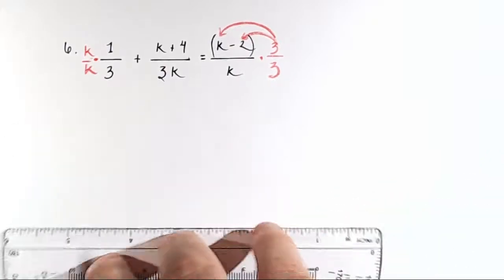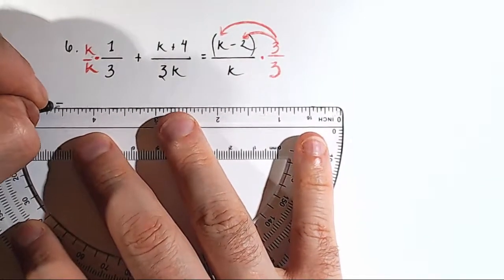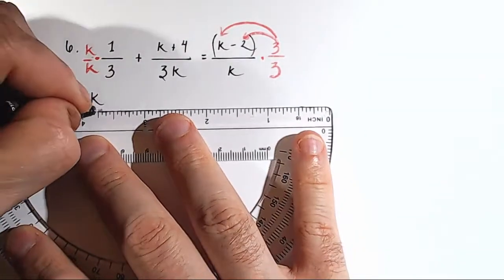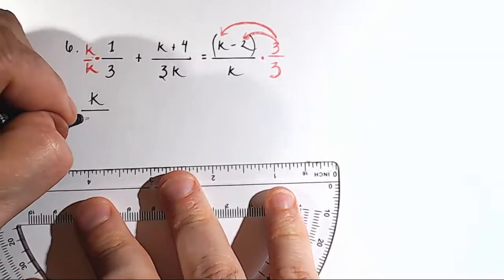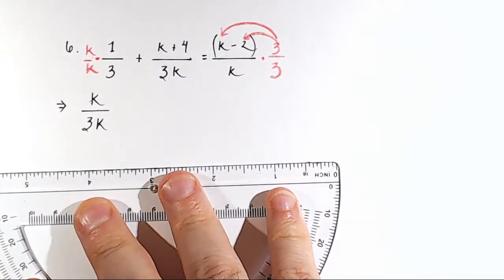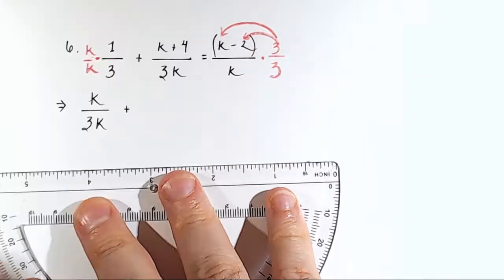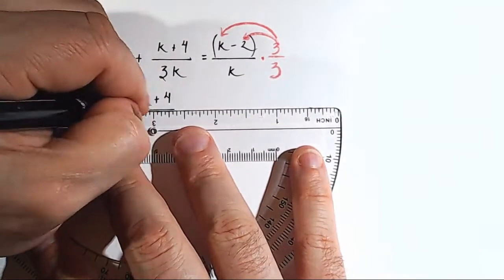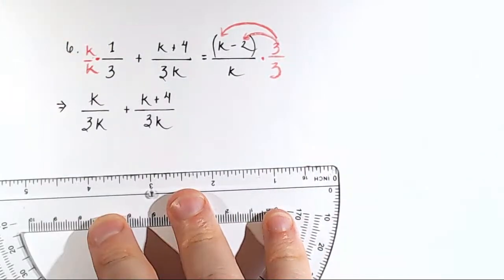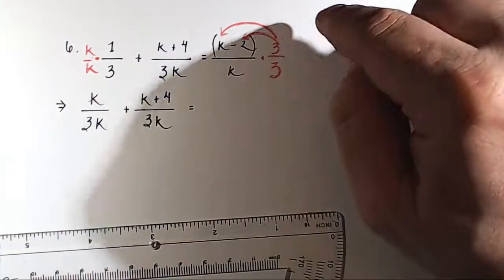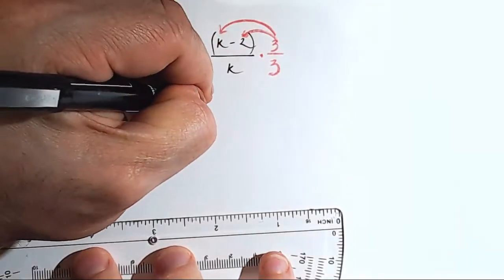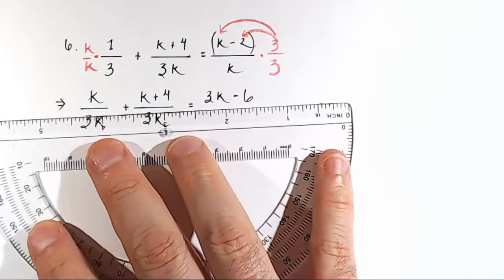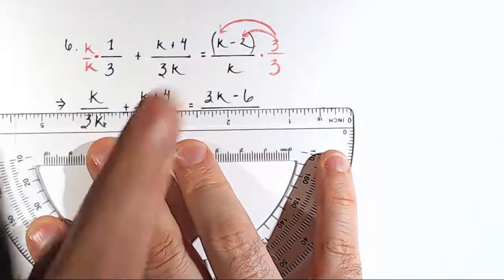But let's do it from the left. k times 1 is k, so this becomes k over k times 3 is 3k. Remember, the number comes first, then the variable. So k over 3k plus, we don't have to do anything to this one, (k plus 4) over 3k equals, now we got to do this, 3 times k is 3k, 3 times negative 2 is negative 6, all over 3 times k, 3k.